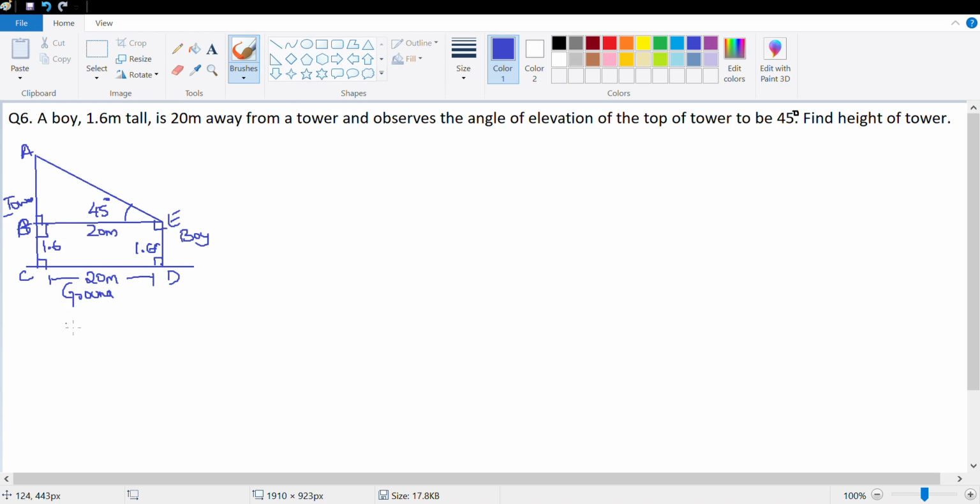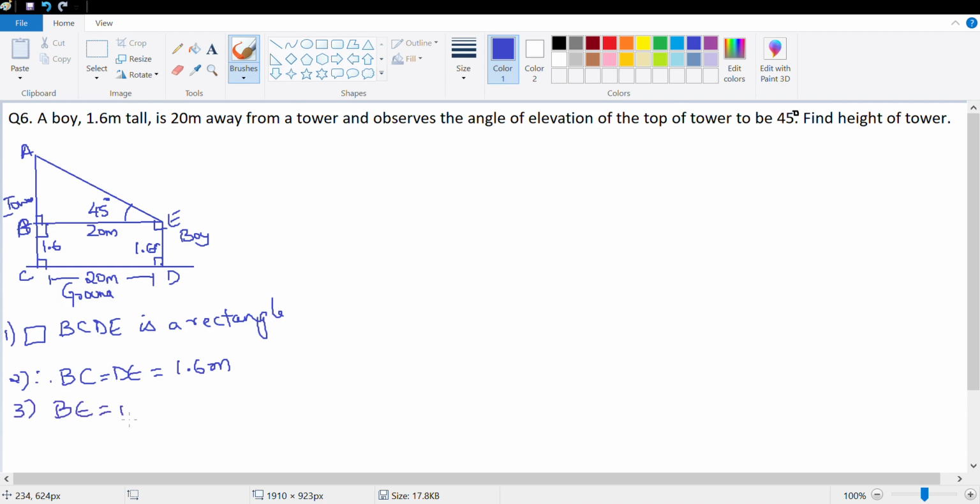So let's write all this down. Quadrilateral BCDE is a rectangle. Number one. Number two, therefore BC is equal to DE is equal to 1.6 meter, and number three, BE is equal to CD is equal to 20 meter. What do we have to find? We need to find the height of the tower. So let AB be X.